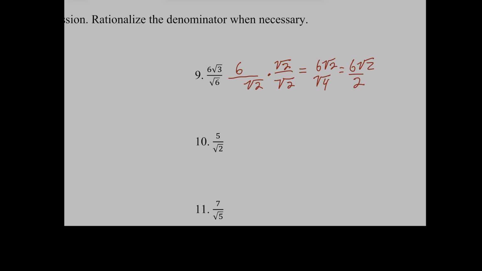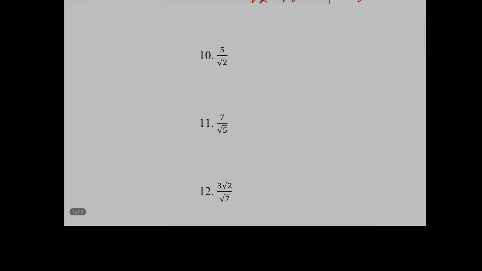Now I have 2 outies, so that 6 and the 2 can reduce, and it's going to be 3 root 2 is how you have to give your answer. So don't give your answer with any kind of radicals on the bottom. Okay, let's keep going here.